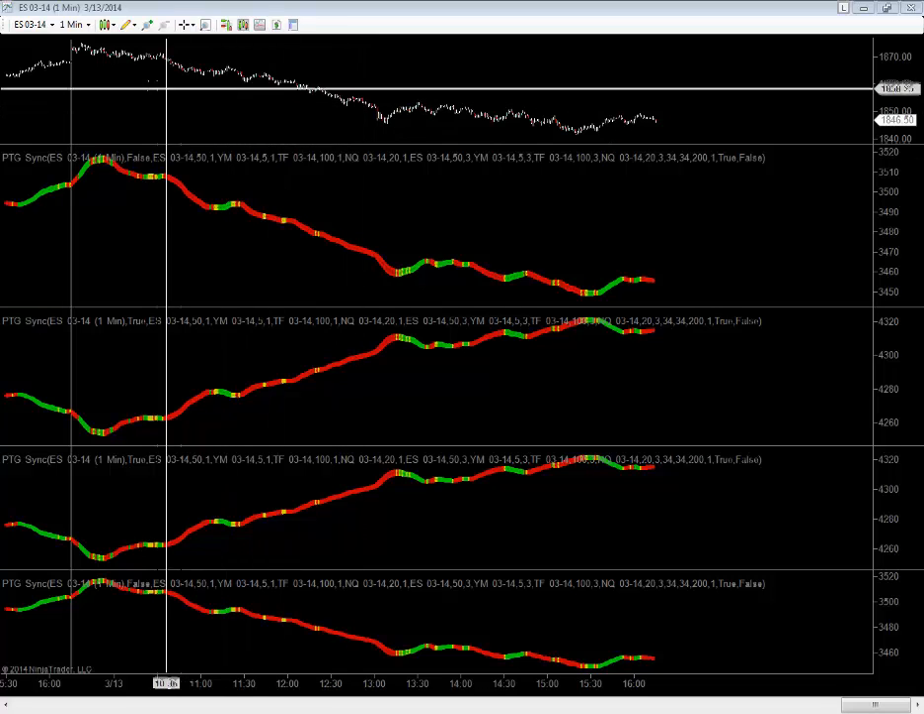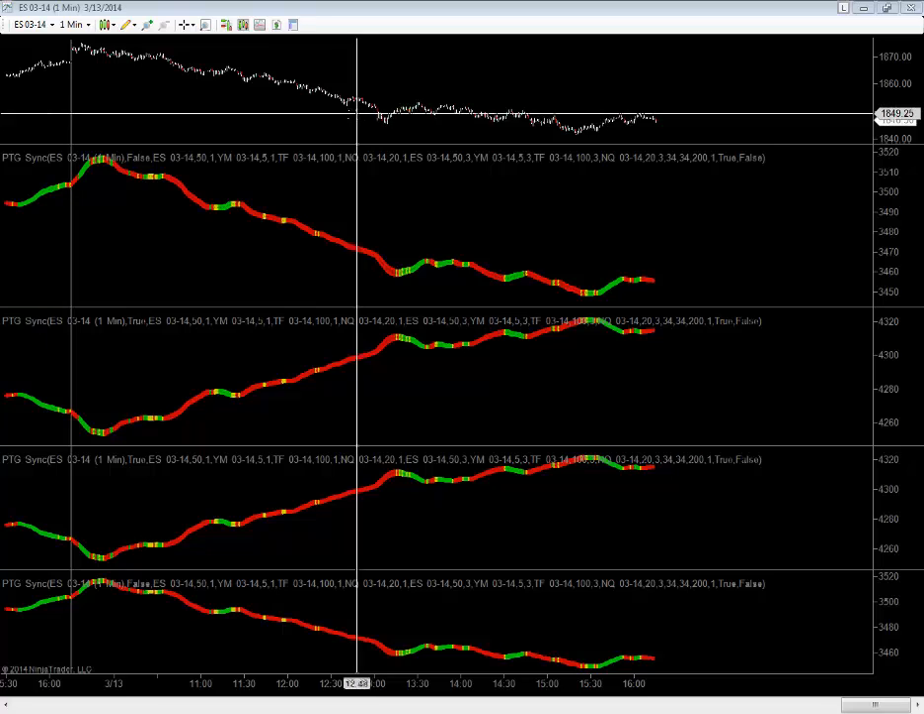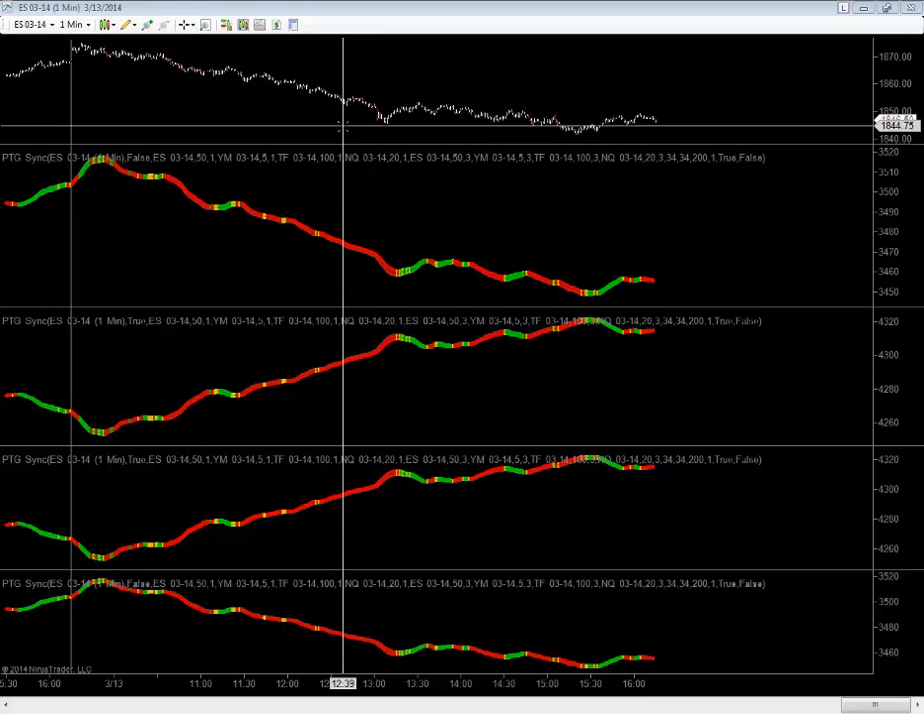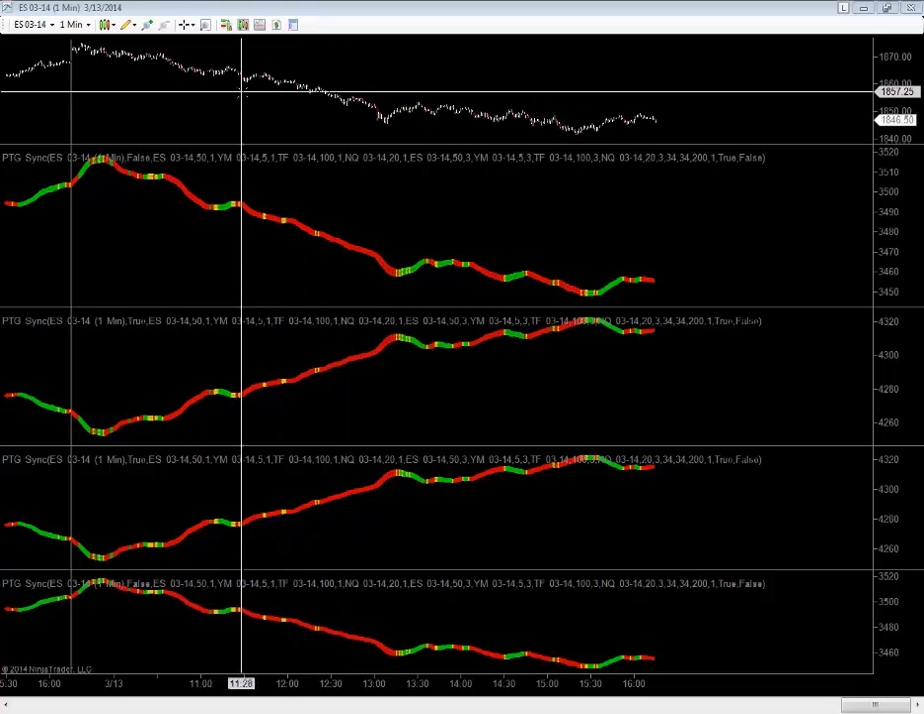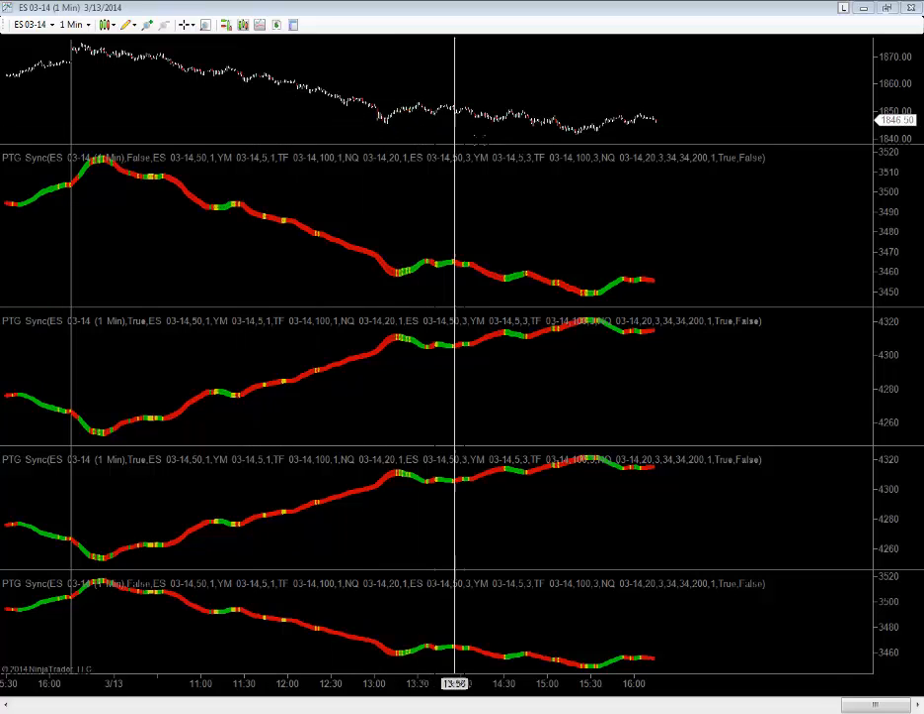All right, so this is our expansion and contraction indicator, i.e. our Advanced Decline Sync. It's a real unique indicator, and it really displays in a nice visual form the market's internals by the expansion and contraction nature of the indicator.